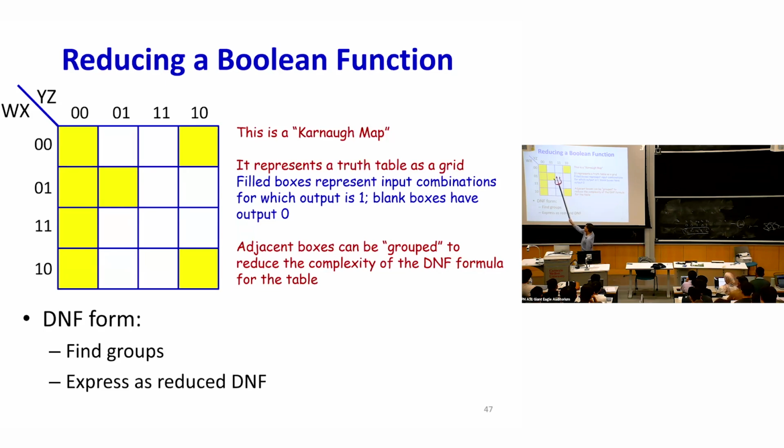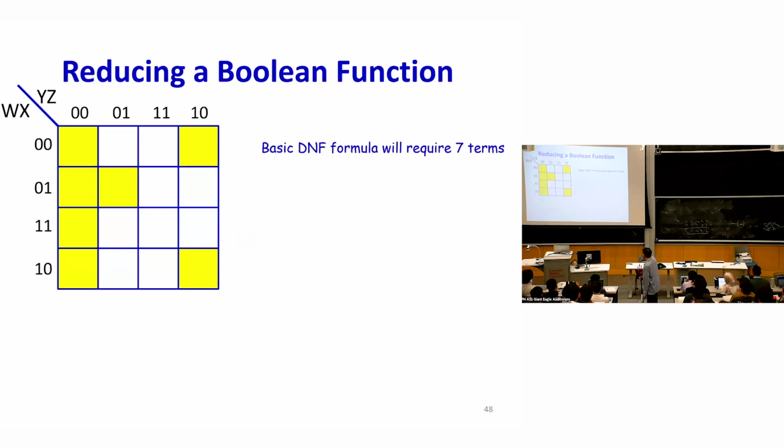So this one over here, for example, is wx is 0,1, yz is 1,1. So it's 0,1,1,1. And now I can represent the truth table by highlighting the cells for which the output is 1. So there are 7 cells over here for which the output is 1. So if I were to write a naive DNF formula, how many clauses would it have? 7, right? But then I can simplify it.